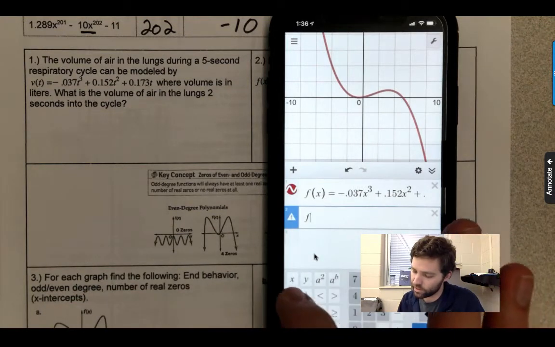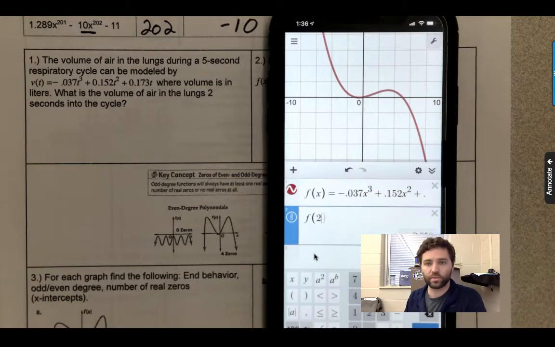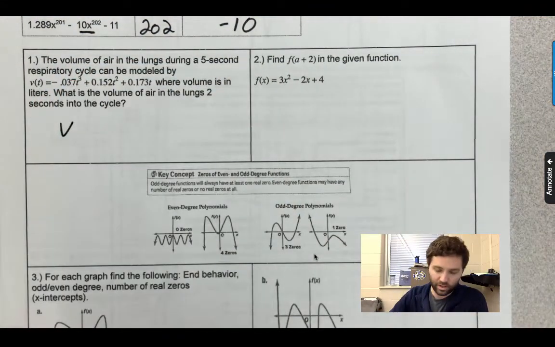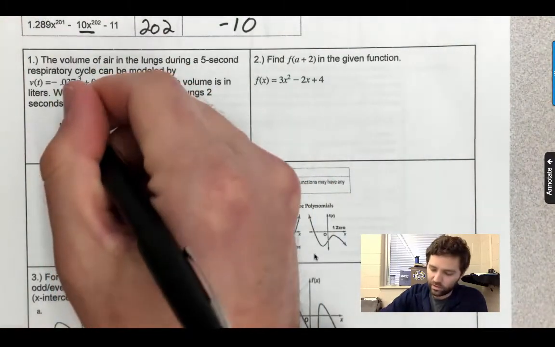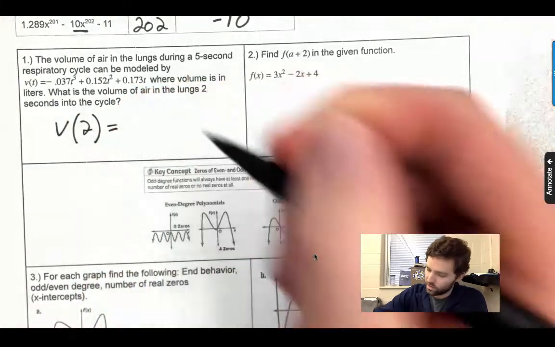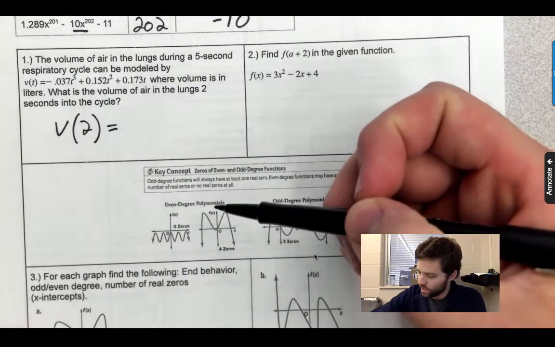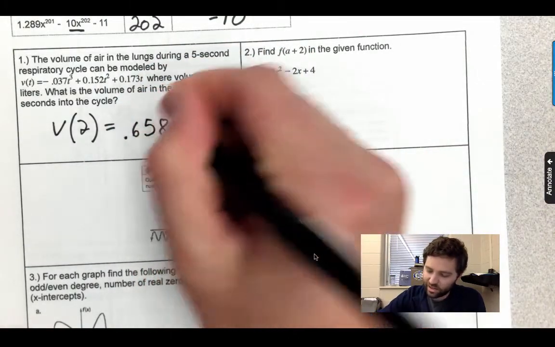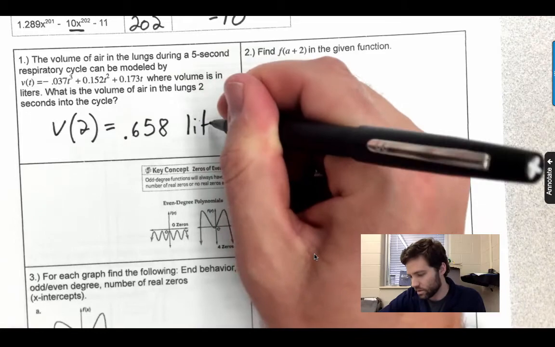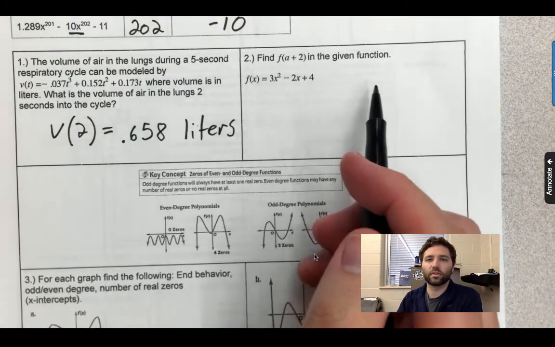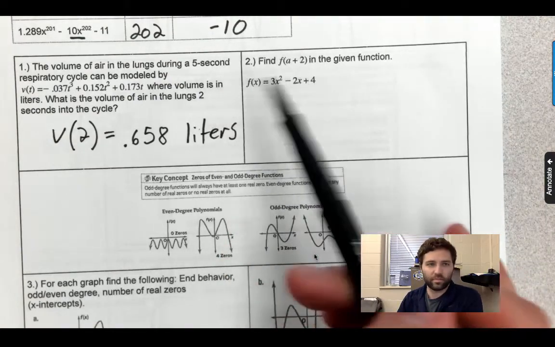So f of 2, right? So 0.658 is the answer here. And so we can write this. I put f in Desmos because it knows how to handle f of x, but we'll write v here. So v of 2 is equal to, just plugging in 2 for t everywhere, and we got 0.658. So 0.658, and the units there are in liters. Okay, so obviously it's a word problem there.